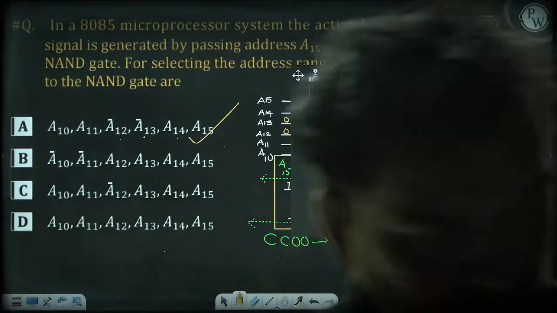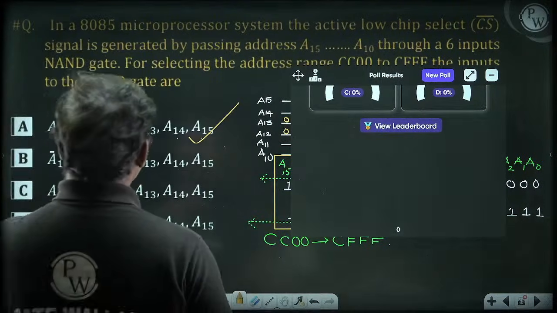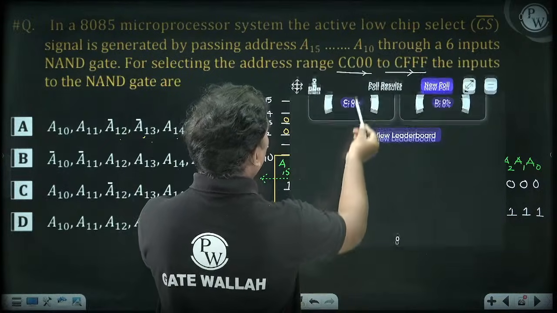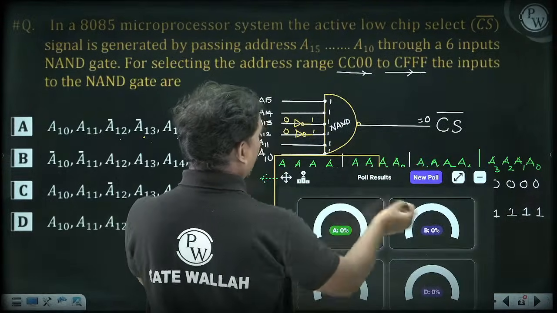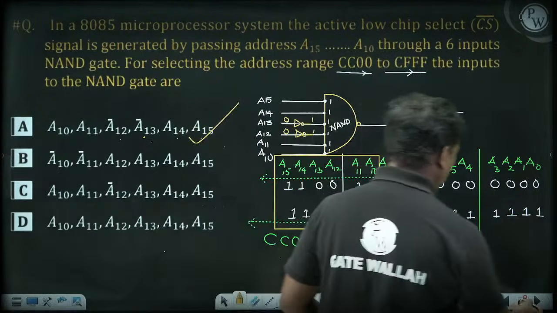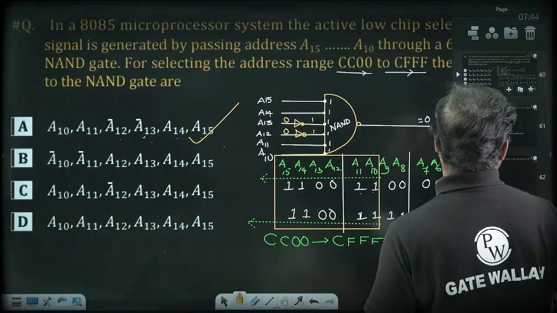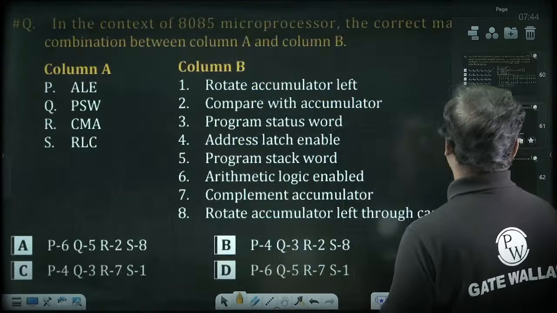Okay. So what is the answer? Option A is the right answer. Chalo. Now answer this question. Make it fast.